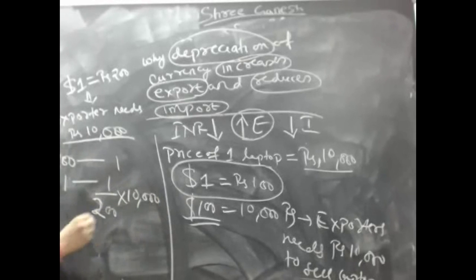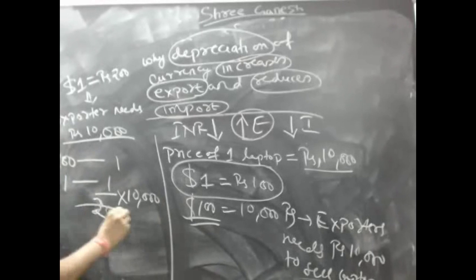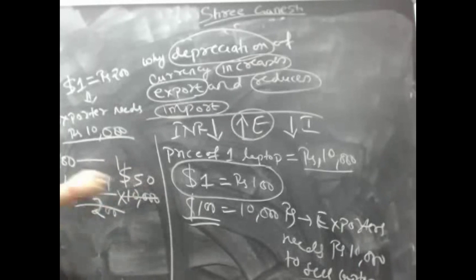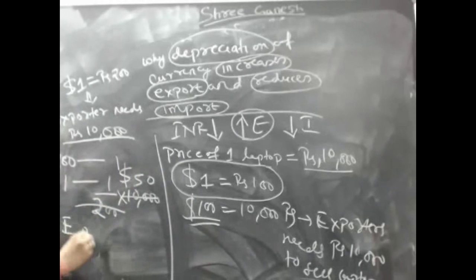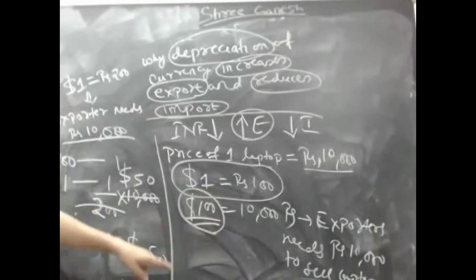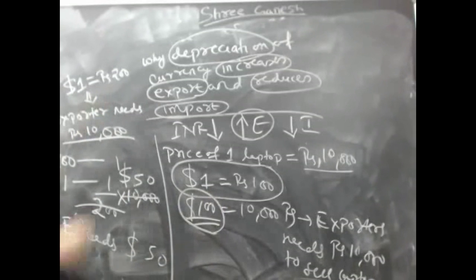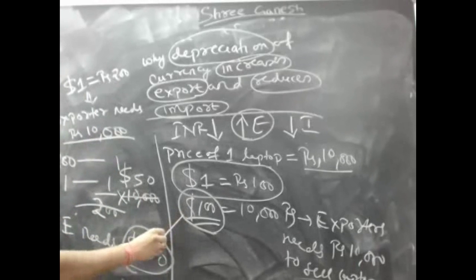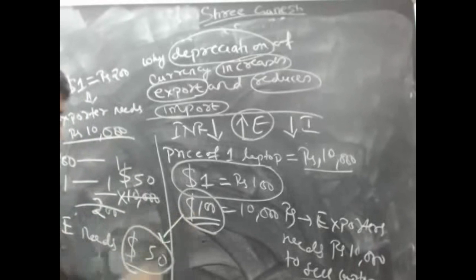Now when you will do this calculation, he will need only $50, right? So he will give a call to this person in America and say, exporter needs $50. So can you see, earlier this exporter was in requirement of $100, that give me $100, then only I will sell you my laptop. Now he is saying, give me $50 and I will sell you my laptop. So for the person who is sitting in America, price of goods have reduced from $100 to $50.